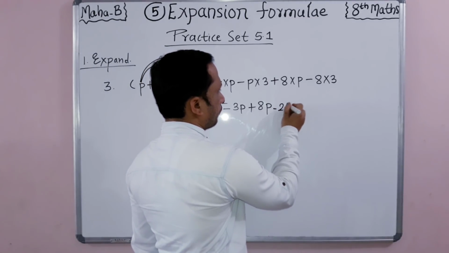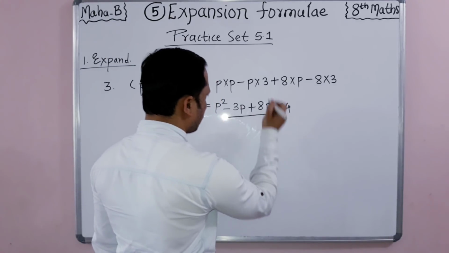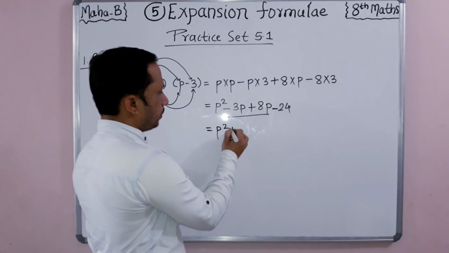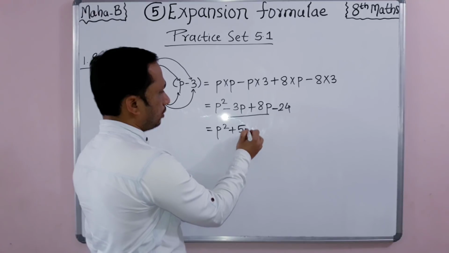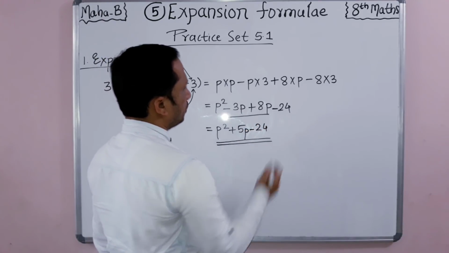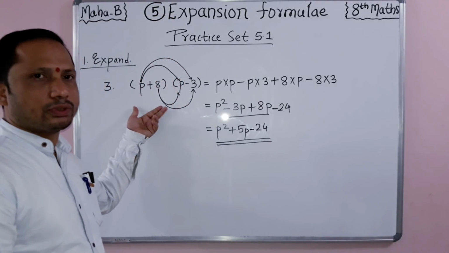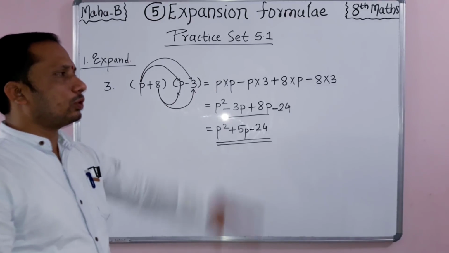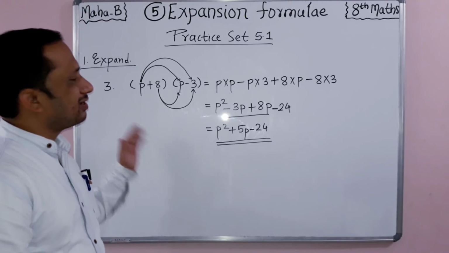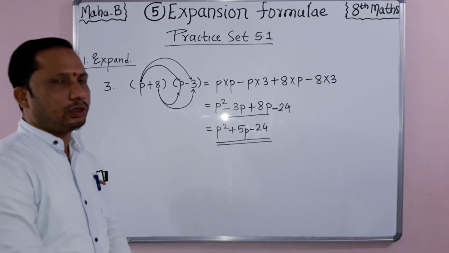Okay students, so now, minus 3p and this plus 8p is there, that's why that will become p square plus 5p minus 24. Okay students, so this is nothing but the expansion form of the given equation. Okay student, just apply the rule, just follow the method and you will get your perfect solution. Okay students, so this is the third example. Now we are going to solve the fourth example of practice set 5.1.